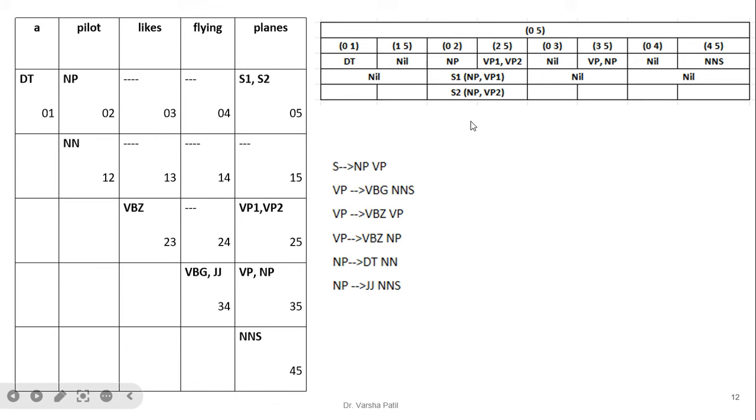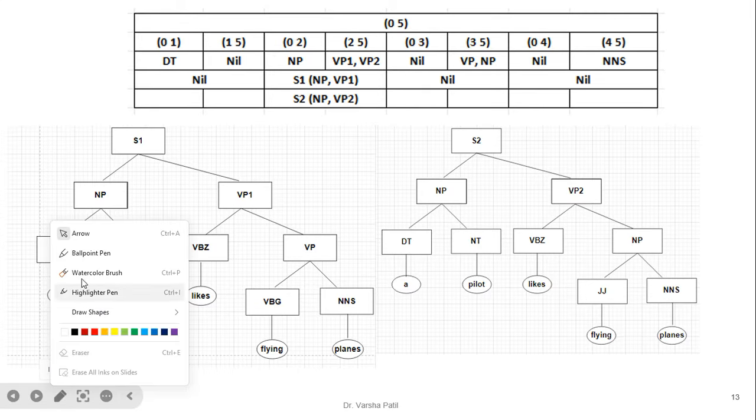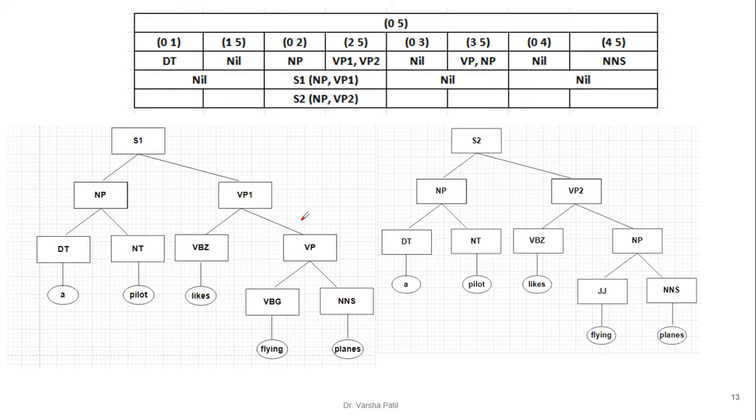Now we will draw the diagram. Here S1 and S2. Here the change comes in VP1 and VP2, because this is a VP and this is the NP. So if you observe the problem from the start, you will immediately come to know, because as humans also we can find two meanings for this statement.